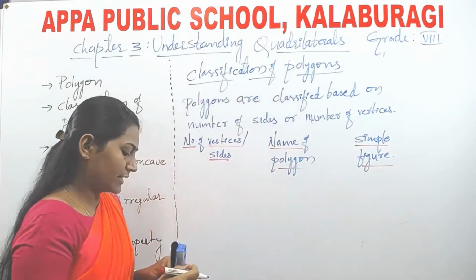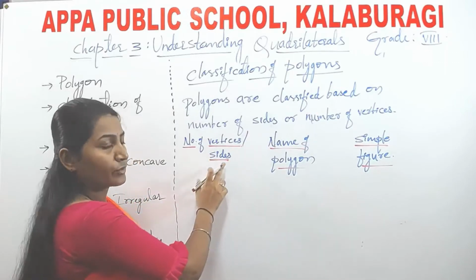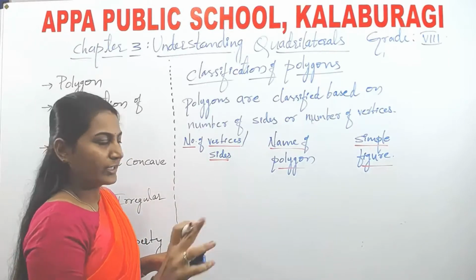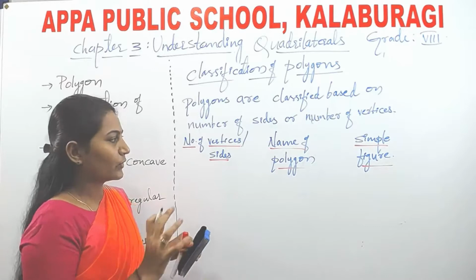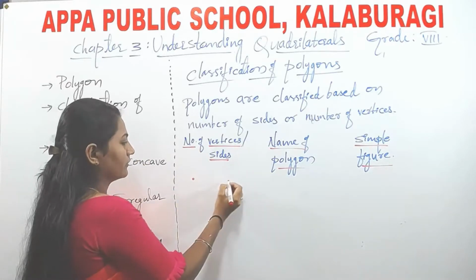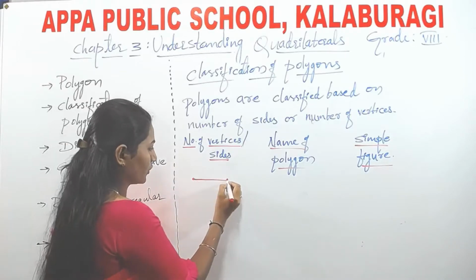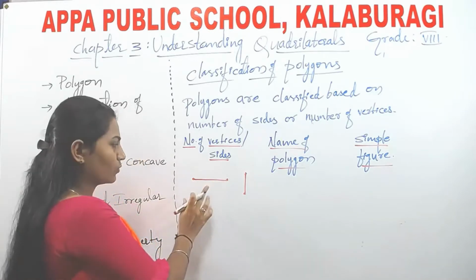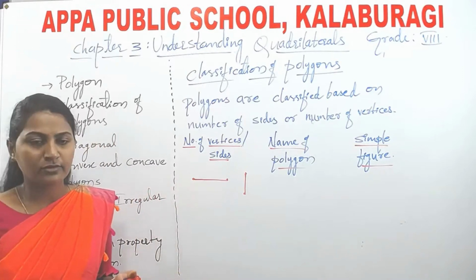As I told you, polygons have been classified based on the number of vertices or sides. So initially, let us take two vertices. Vertices is the plural form of vertex. Vertex is nothing but a point. If I just take 2 points and join them, either in this way or in this way, what does it form? Does it form a polygon?